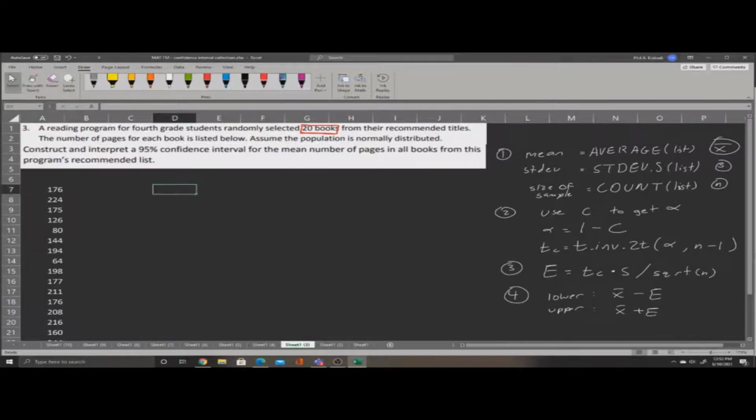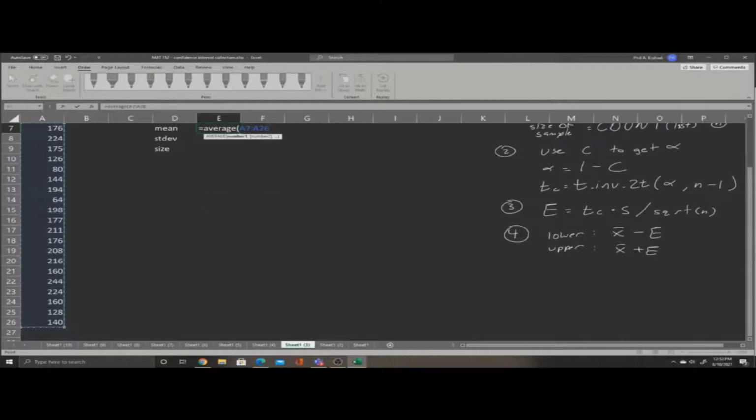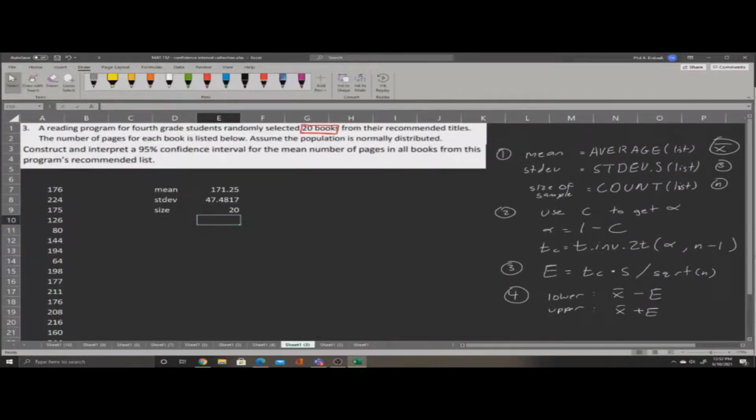In our first step, let's collect the mean, the standard deviation, and the sample size. We'll say equals average, parentheses, and select the entire list. The standard deviation, we'll say STDEV.S, and again select the entire list. And for the size of the sample, we say equals count, and once again select the entire list. This gives us our first few pieces of information.